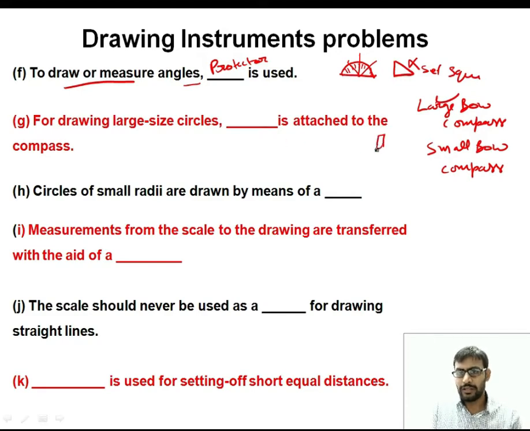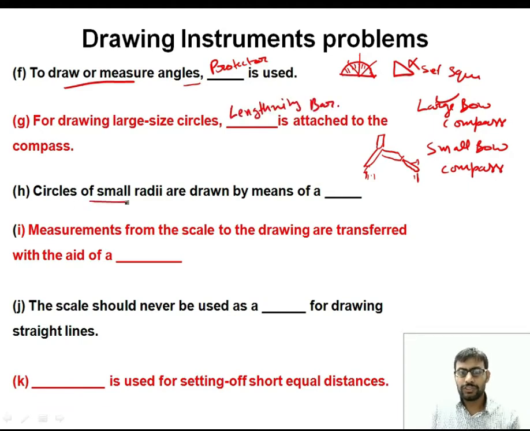I am drawing the large bow compasses here. This is a needle, and at this side, this lengthening bar is provided. A lengthening bar is provided, and here we can attach a needle, or you can say the pencil. So these both ends are parallel to each other when we draw any type of circle or arc of the circle. So the answer will be the dash is attached to the compass with the lengthening bar.